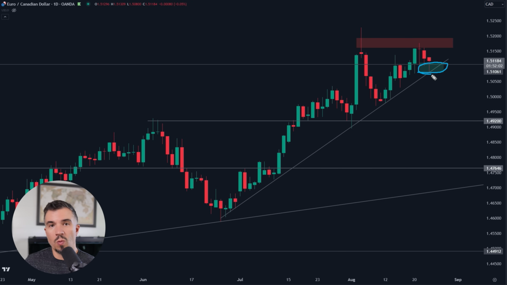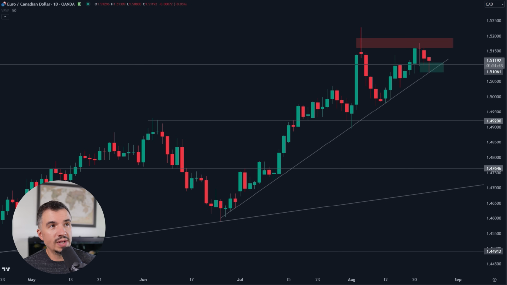Now, you might be wondering why try to short the EURCAD? Because we're seeing the euro strengthen and the Canadian dollar also strengthen, which you're right. You don't want to pit strength against strength. However, the technicals here are really nice, specifically this trend line and that range we just talked about.